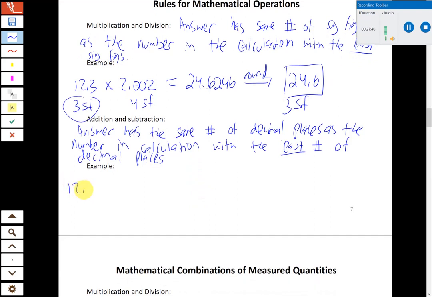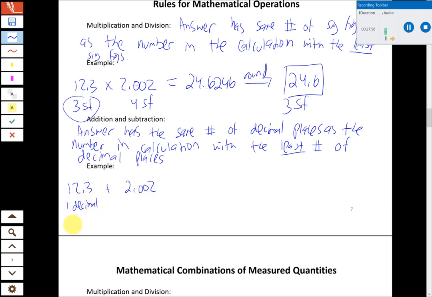So if we want to add 12.3 and then 2.002, we multiplied those two numbers earlier. Now if we're adding them, we don't have to worry about the number of significant figures. We just need to make sure that the two numbers are in the same units, which I'm not specifying here, but they would need to be before we added them. And then we just look at decimal places.